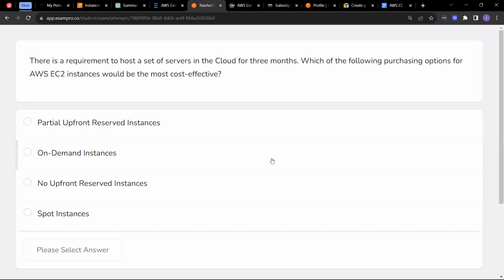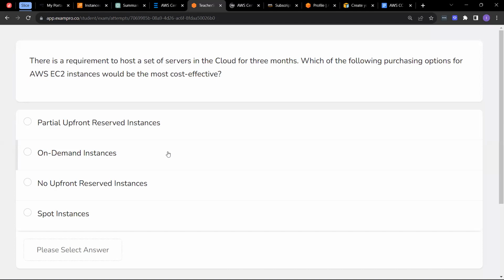Yes, but the question says there is a requirement to host a set of servers in the cloud for 3 months. So it means they have to be available for 3 months, and spot instances do not guarantee availability. You see, spot instances are for applications and instances which do not require availability. You can be okay if they go off.